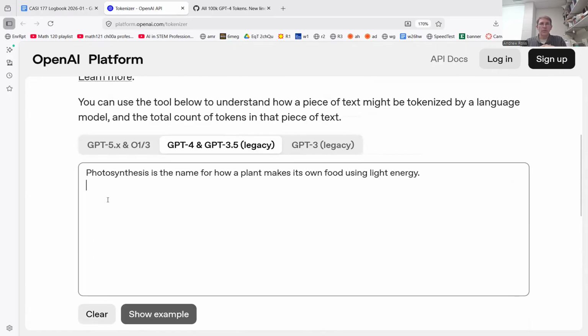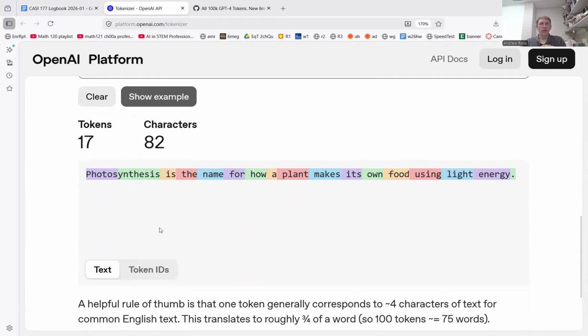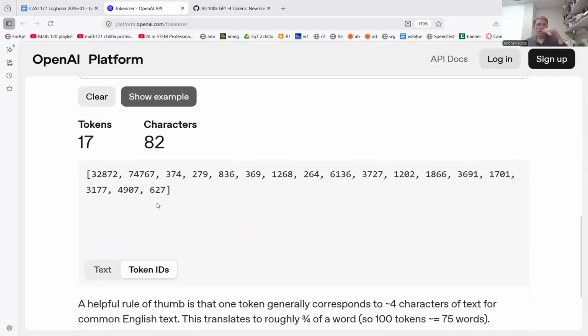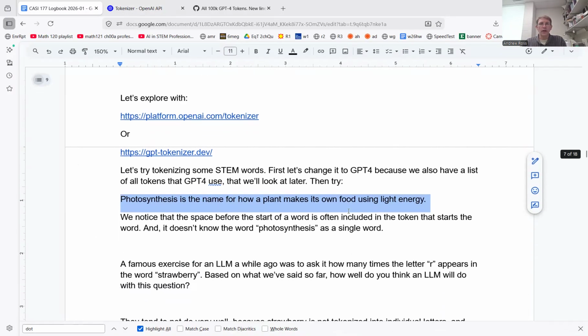So our sentence got broken into 17 tokens, and we can also have it show the token IDs, which is kind of like where in its dictionary things are, but it's not characteristics of each word, like how much this word is related to the color red or whatever. It's just like what page in the dictionary is it on, or what row in the dictionary. Notice it didn't know that photosynthesis is a single word. It broke it into two pieces.